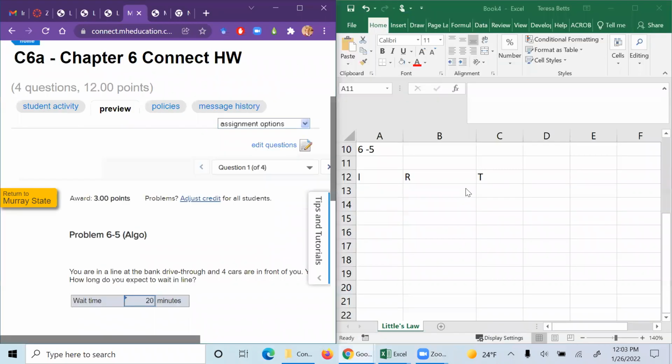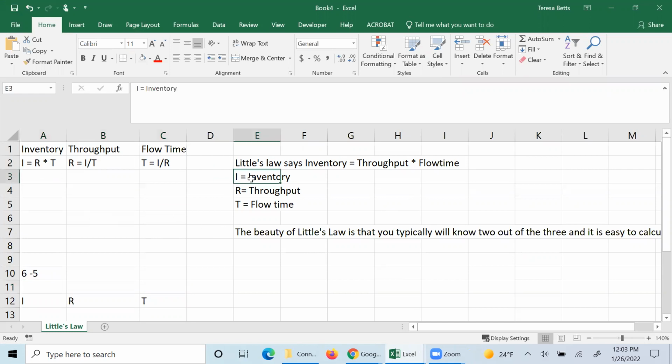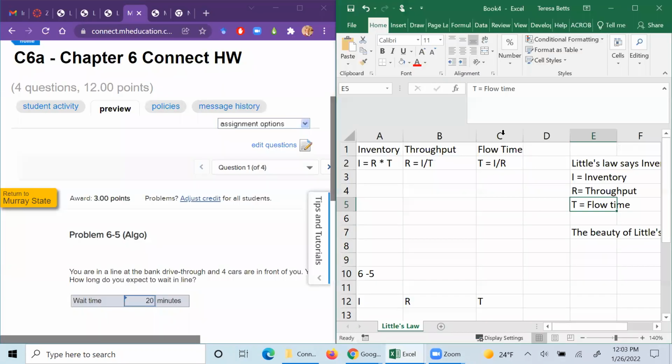Well, a couple of things that we need to talk about is what is Little's Law and how do we use it? So Little's Law says that inventory is equal to throughput times flow time. And there are thousands of applications of Little's Law. We use the symbols I is equal to inventory, R is equal to throughput because it's a rate that we're looking for here, and T is equal to flow time. The beauty of Little's Law is that you typically know 2 out of 3 of these things, and then it makes it easy to calculate the third. So let's look at a few examples of how we might be able to calculate that.